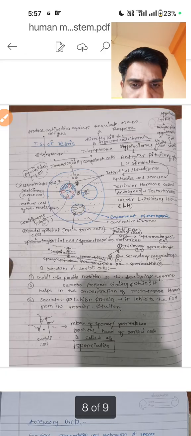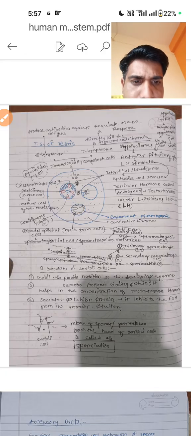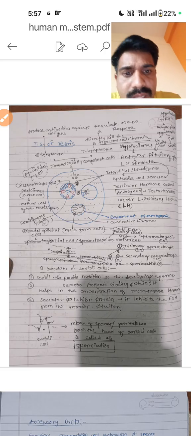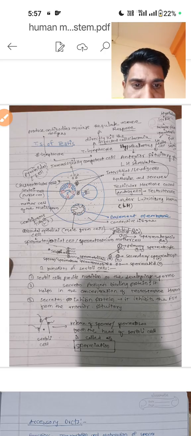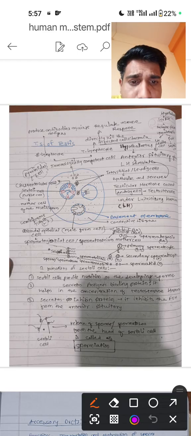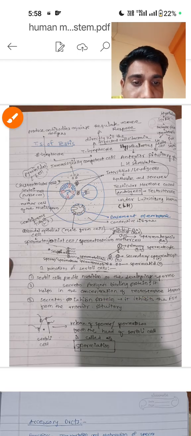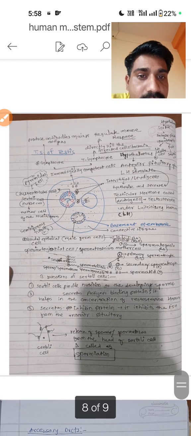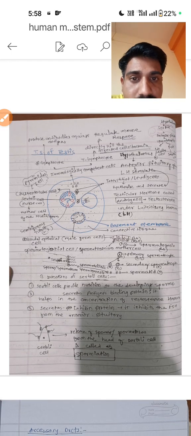First, the Sertoli cell gives nutrition to the sperms. Second, they secrete androgen binding protein, and androgen binding protein helps in the concentration of testosterone hormone. Also, the Sertoli cell secretes inhibin protein, which inhibits the release of FSH from the anterior pituitary. So we have discussed here the TS of testis.